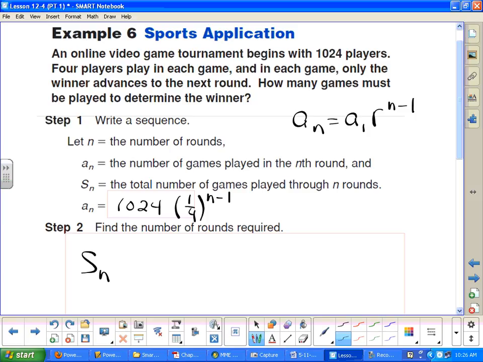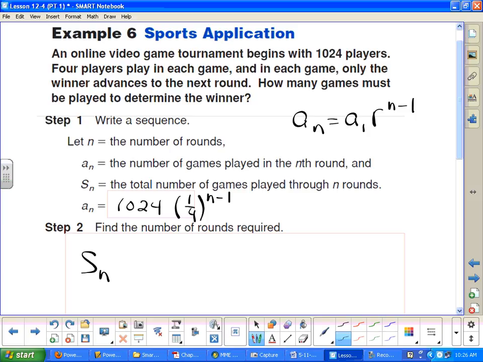Well, let's see. Okay, we start with 1,024, right? Okay. And we're trying to get 1,024 down to 1 individual. Okay. So we need to figure out what it's going to take to get there. So we have 1,024, all right? 256 after the first round, right? Okay. 64. Okay. 16, 4, and then 1.